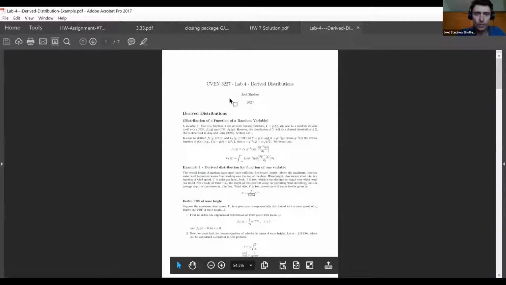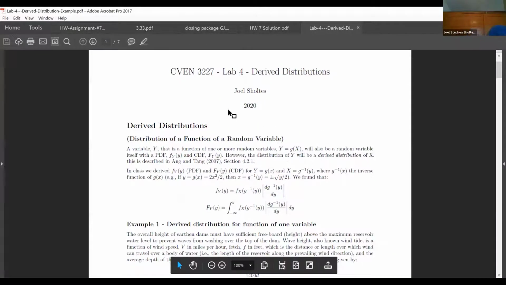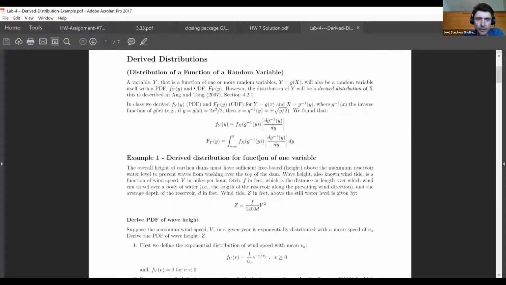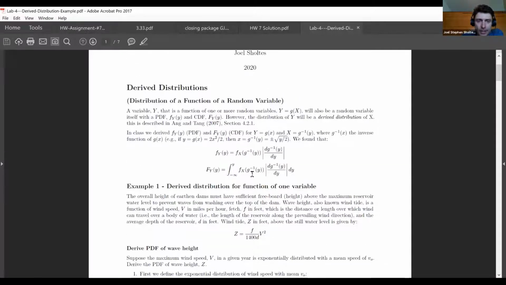So this is the Derived distribution lab. Your notes for that are the post Derived distribution lecture notes. So you have those on file, but I also kind of re-go over stuff. So derived distributions, they are distributions of functions.